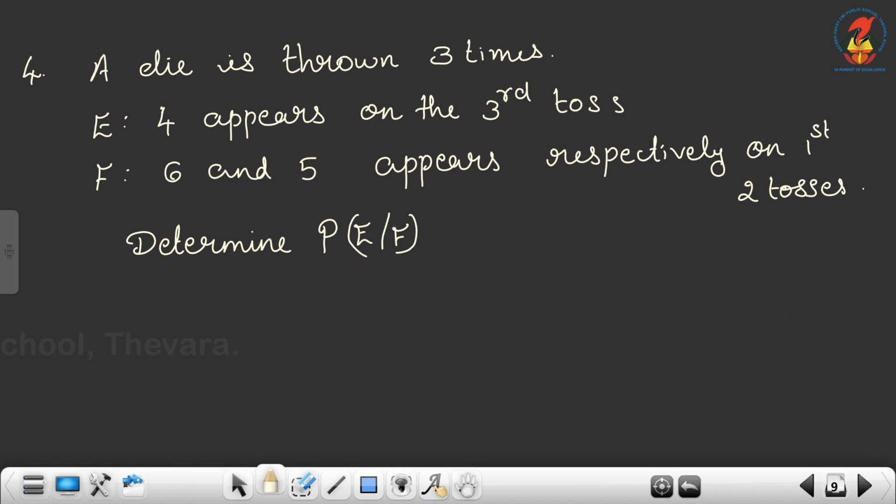Now the next one. A die is thrown 3 times. E be the event, 4 appears on the third toss. A die is thrown 3 times. So you have to write the outcomes as triplets. E means 4 appears on the third toss. So the last number is 4. F means 6 and 5 appear respectively on the first 2 tosses. Determine P of E given F.